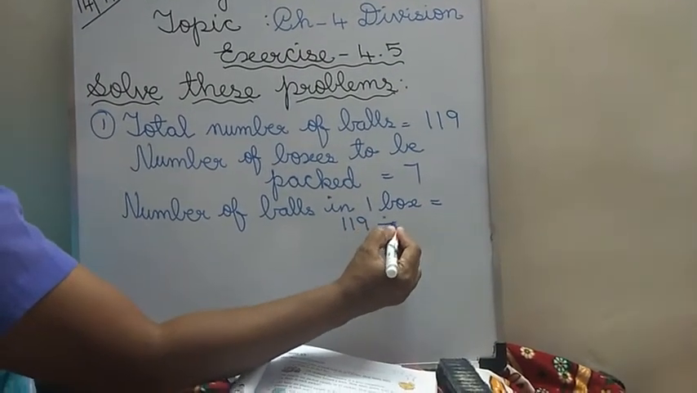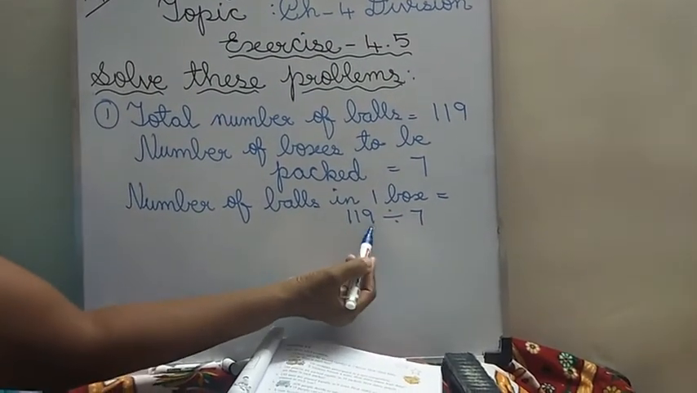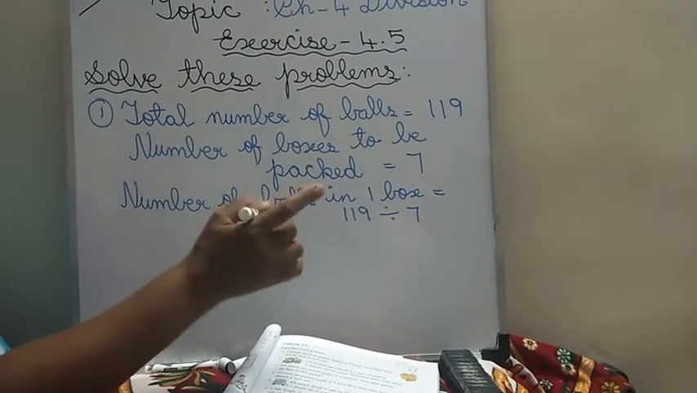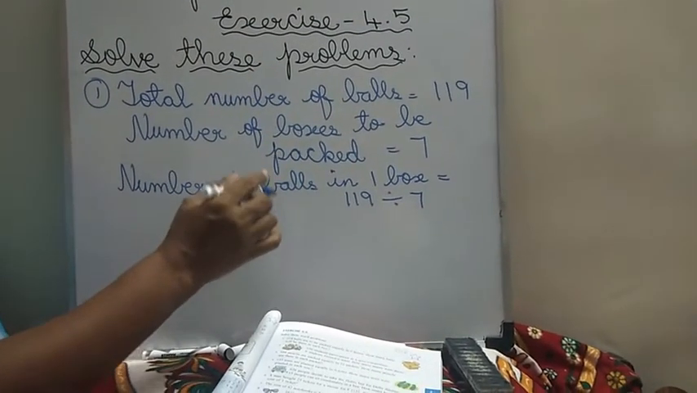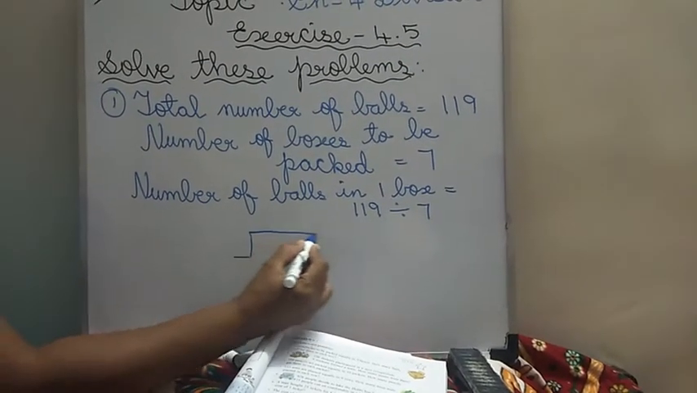So what? 119 divided by 7. We have to find out by dividing 119 divided by 7. We'll find out how many balls are there in 1 box. Okay children? Okay. We'll do the sums.